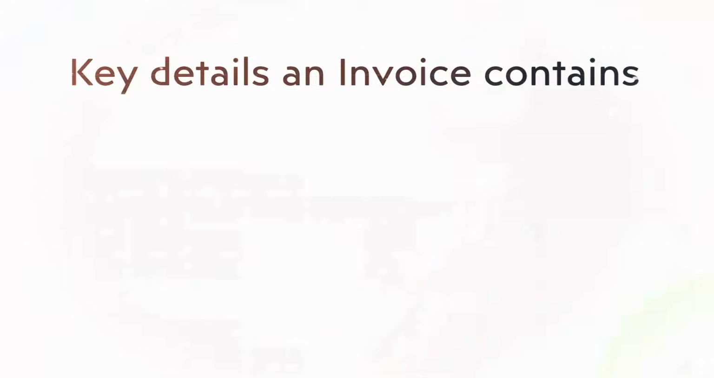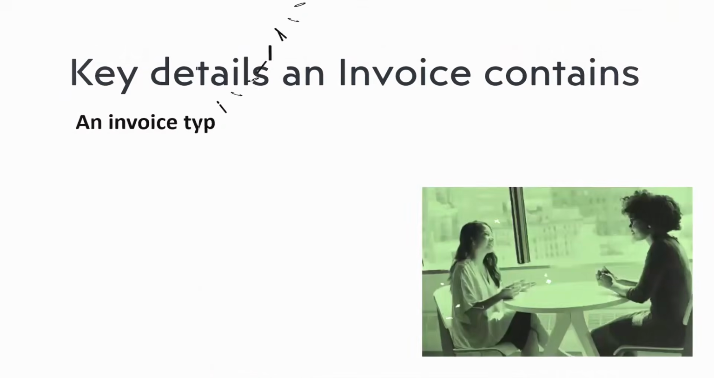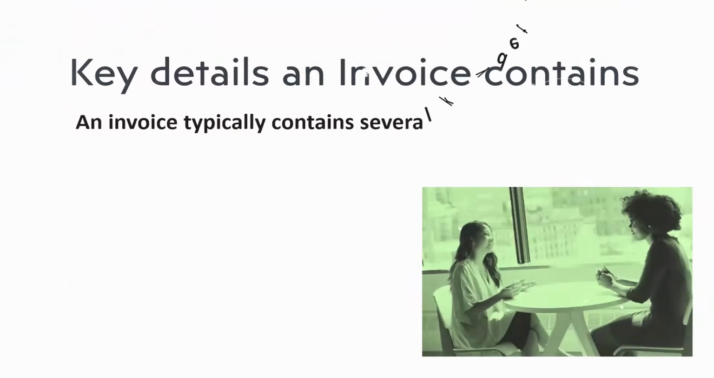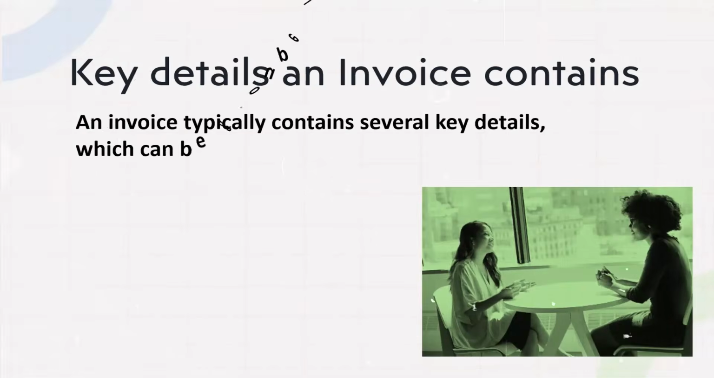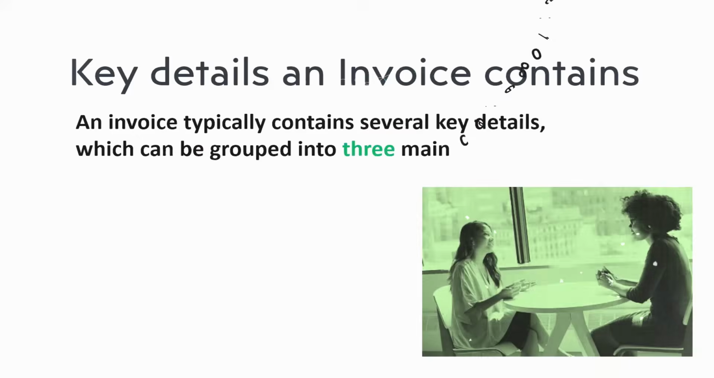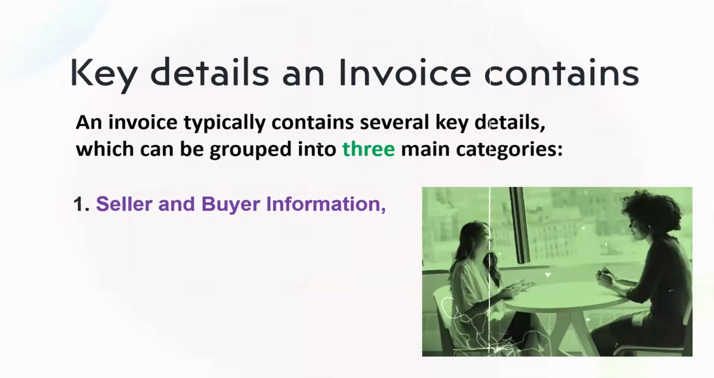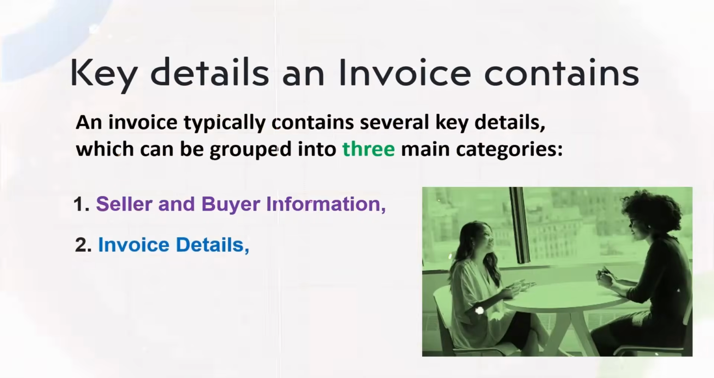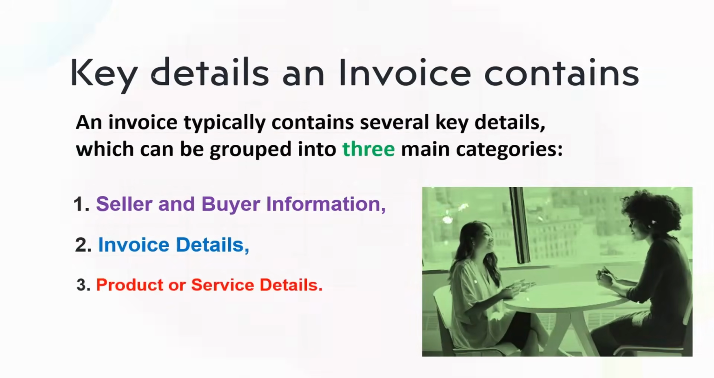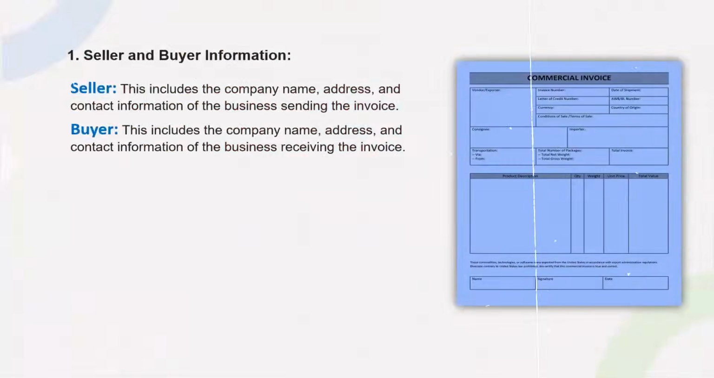Okay, moving ahead, now let's talk about some of the key details you will find on an invoice. So an invoice contains various information which can be divided into three major categories, which are seller and buyer related information, invoice related information, and lastly, product or service details. So we are going to look at each of these categories one by one.